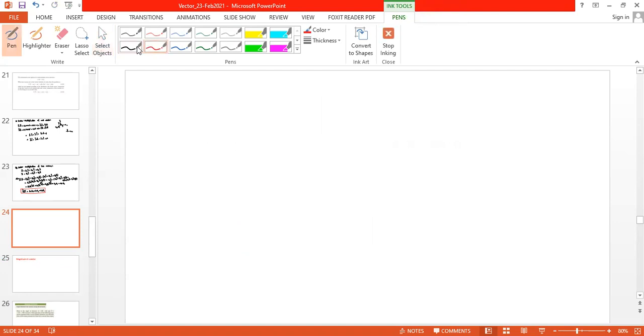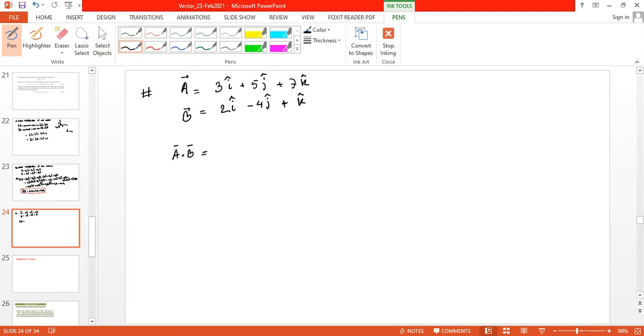So let's say we have two vectors. Vector A is 3i plus 5j plus 7k, and vector B is equal to 2i, let's keep it easier, minus 4j plus k. Okay. Then what should be the value of a dot b?